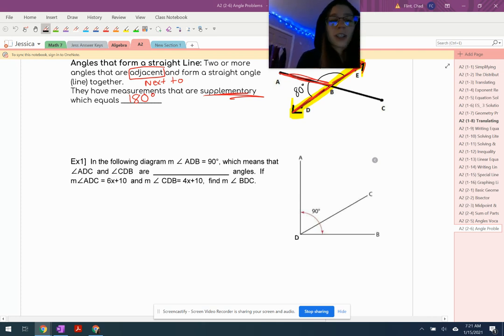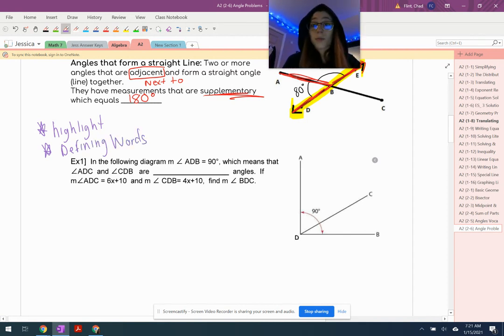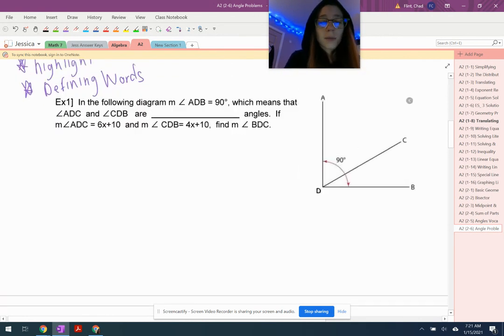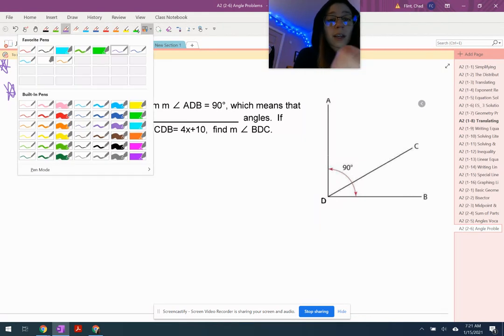So when you're looking at these problems, you first want to make sure you're highlighting, and you want to make sure you are defining any words or any relationships. You want to define them right there on the paper. So looking at this example one, in the following diagram, the measure of angle ADB. Okay, so I'm immediately going to start by highlighting angle ADB.